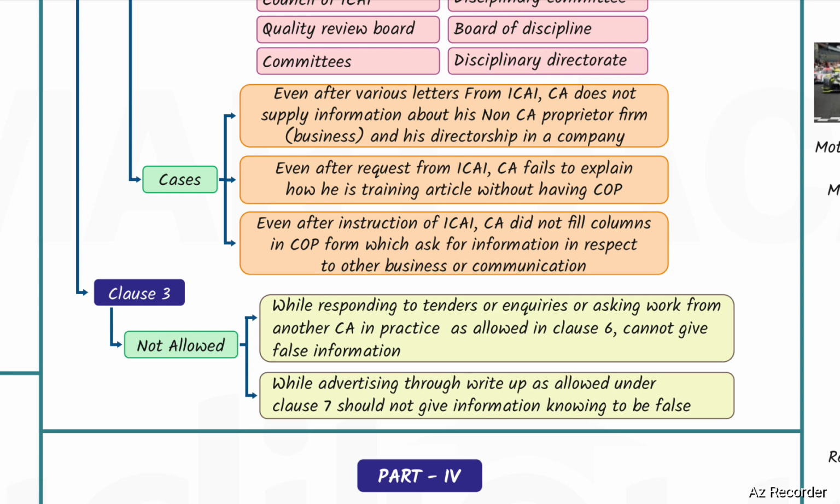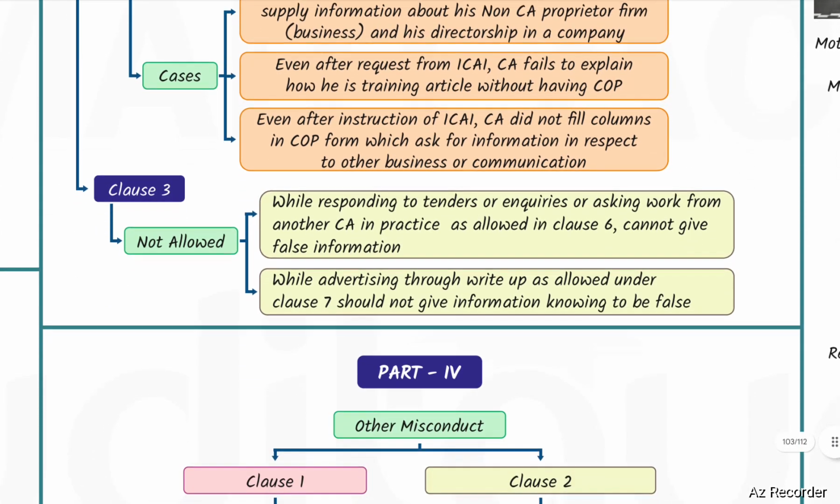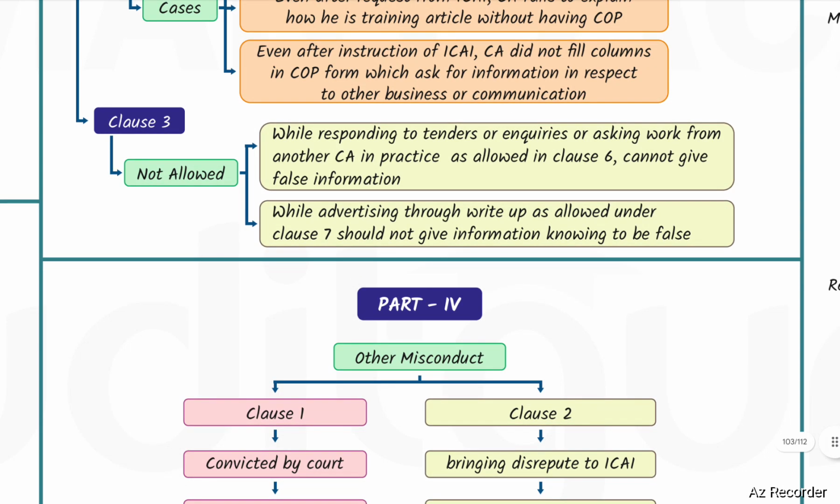Clause number 3, not allowed: while responding to tenders or inquiries or asking for work from another CA in practice, as allowed in clause number 6, he cannot give false information. If false information is given, guilty. While advertising through a write-up as allowed under clause number 7, he should not give information knowing it to be false. If he has given false information, guilty under this clause.